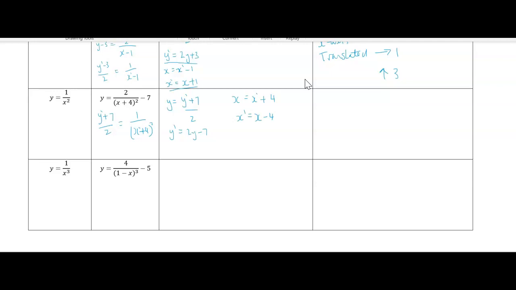So we write the dilation, let's do our points first. So x, y is becoming x minus 4, 2y minus 7. Okay, so dilated by a factor of 2 from the x-axis, and we're being translated. So this time we are going to the left, or in the negative direction of the x-axis by 4, and we're going down 7.